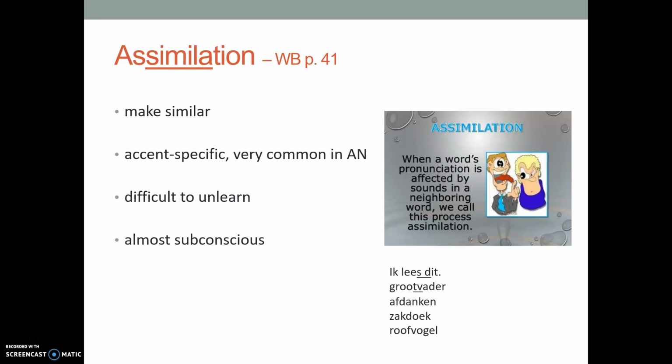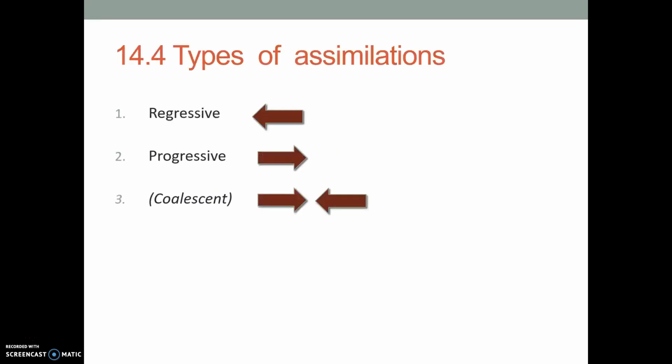Zakdoek, also a nice one, the d affects the k, and it makes it into a g sound. And roofvogel, you actually blend the two together, the f and the v. There are 3 types of assimilations in your reader on page 48, you can see that. You've got regressive, progressive, and coalescent.